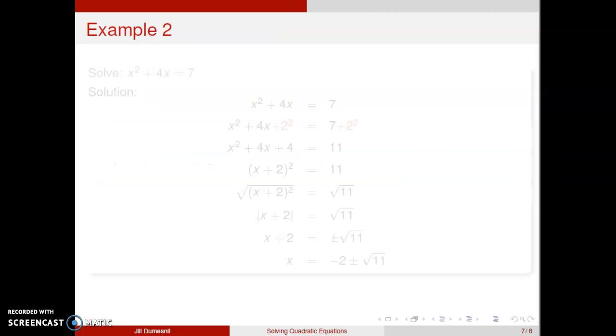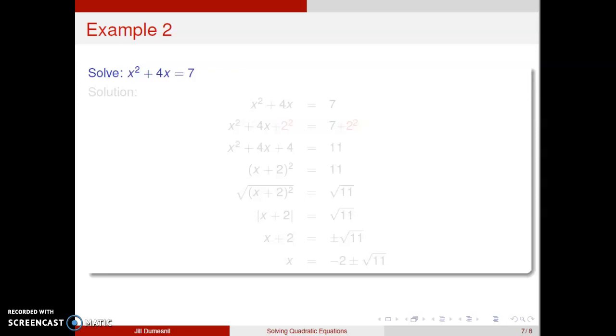Let's consider 3 more examples. Solve the equation x squared plus 4x equals 7. This is clearly a quadratic equation. If we put the quadratic in standard form, the quadratic expression is not factorable. To complete the square, we add half of 4 squared, which is 2 squared, to both sides of the equation. So we get the equation x squared plus 4x plus 4 equals 11.